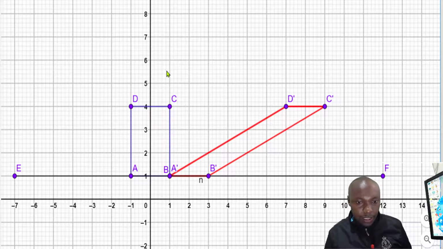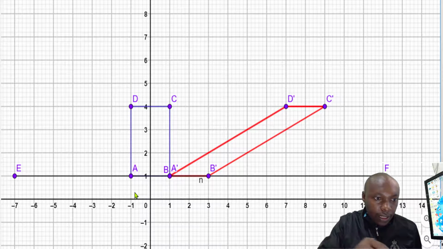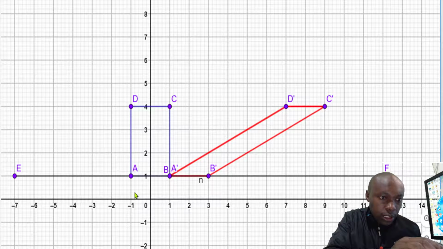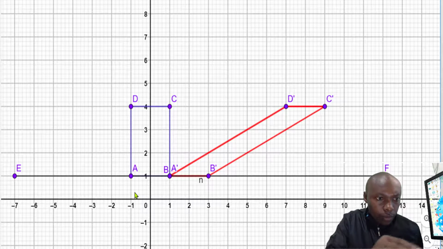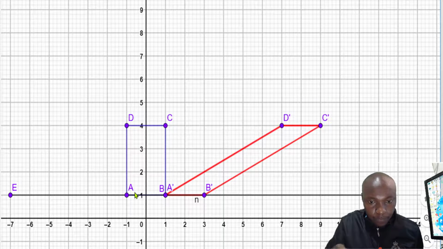In this case, the points that are on the invariant line will not move. I need to explain that well. The points that are on the invariant line, which is AB. Look at AB, those points will not move. They are lying on the invariant line. So the points that will move are D and C. They will be stretched upwards. So in this case, we need to really understand these.